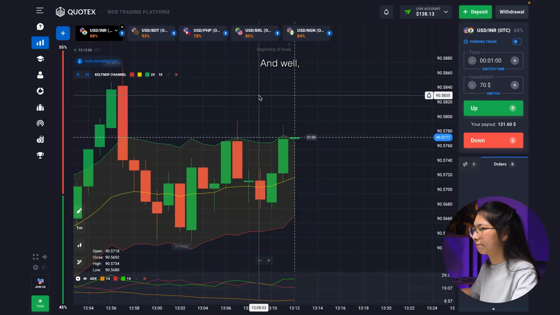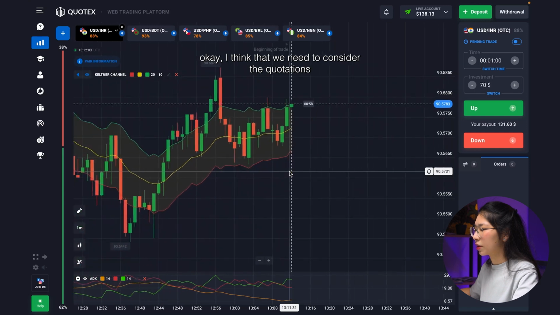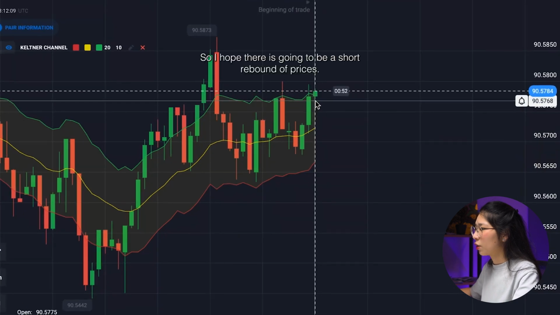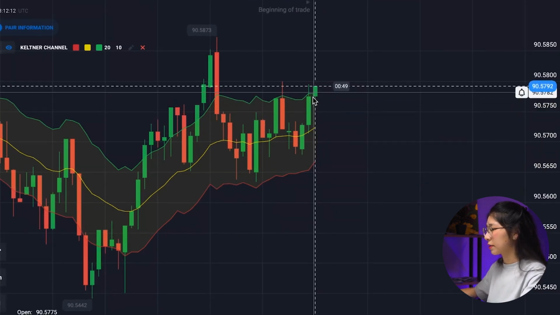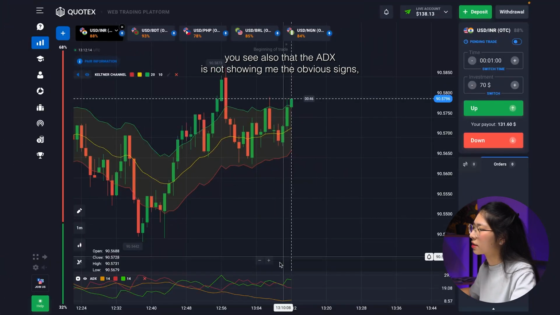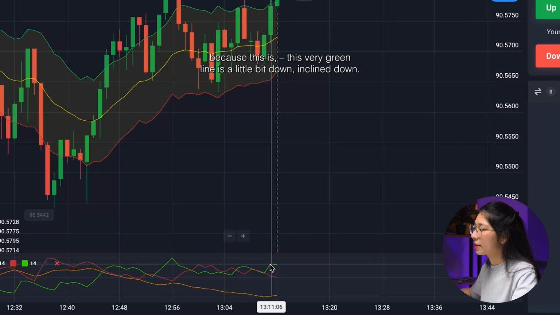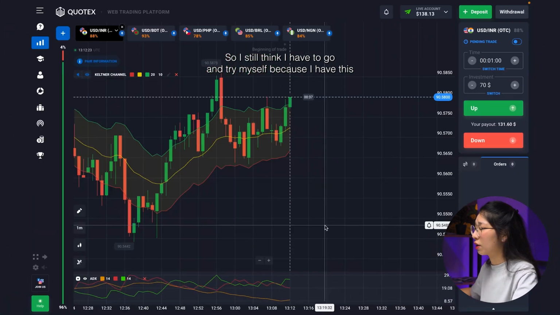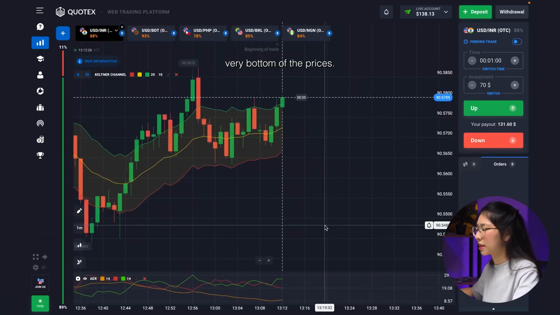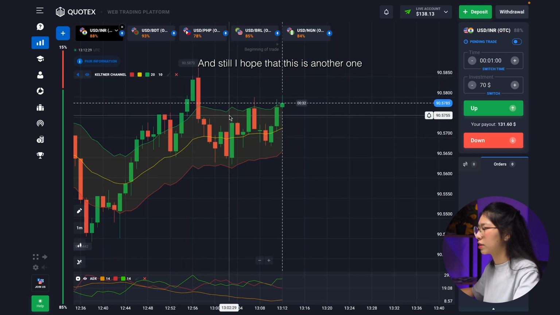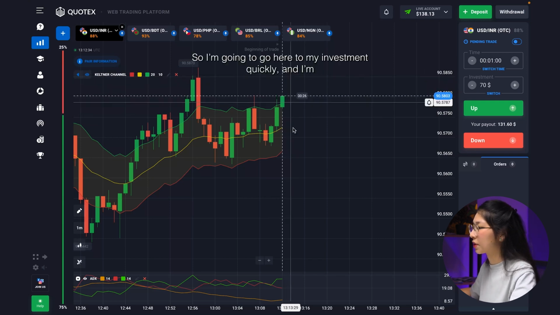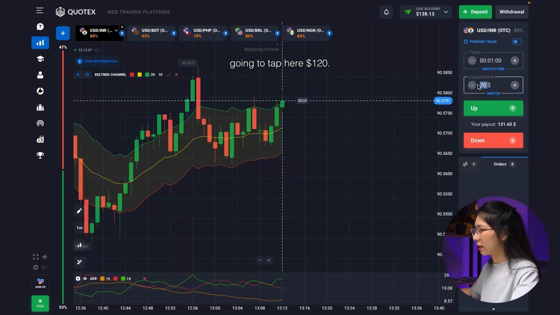Wow. Okay. I think that we need to consider the quotations that are here inside the golden channel. So I hope there is going to be a short rebound of prices. You see also that the ADX is not showing me obvious signs because this green line is inclined a little bit down, and I think I have to go and try myself because I have this very bottom of the prices, and I still hope there is one rebound of prices within a big drop down reversal. I'm going to go to my investment quickly, so let's tap here $120.